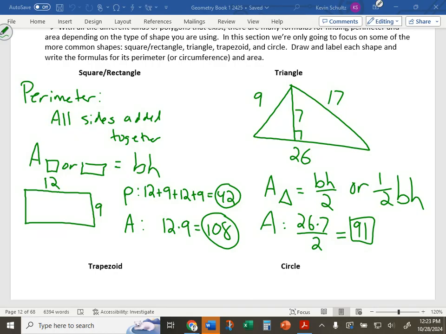And then for the perimeter, what don't we care about when talking about the perimeter here? The 7. We don't care about the 7. We care about the 9, the 17, and the 26, which equals 52.